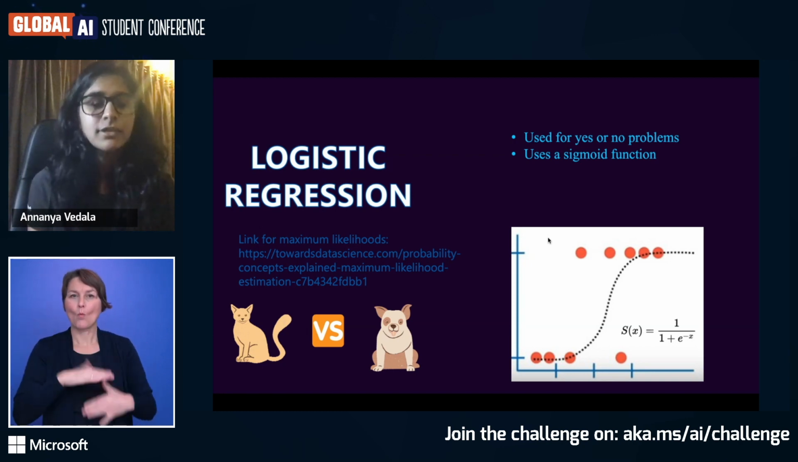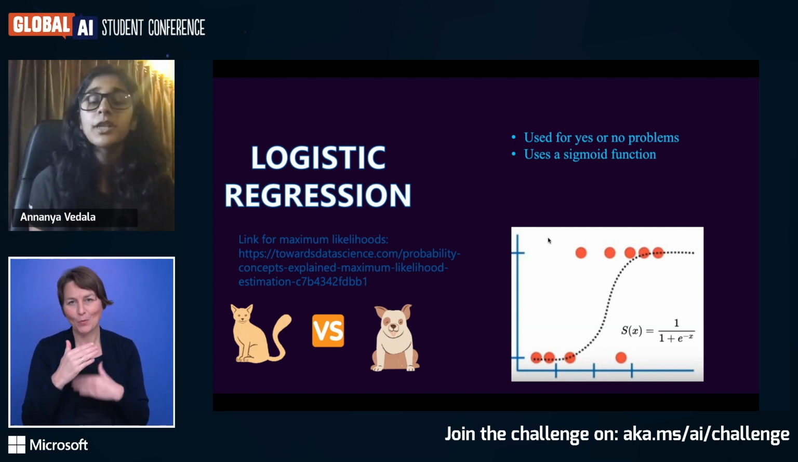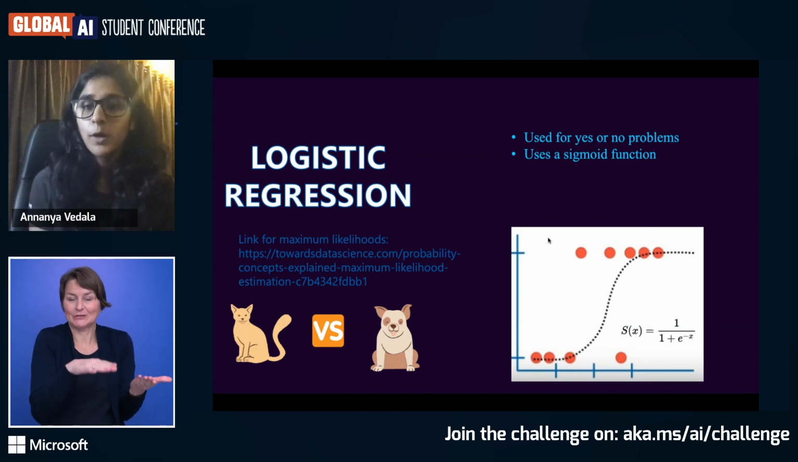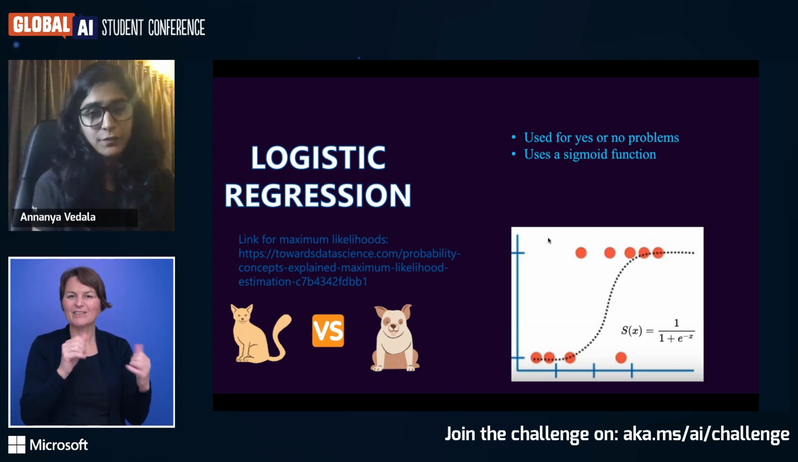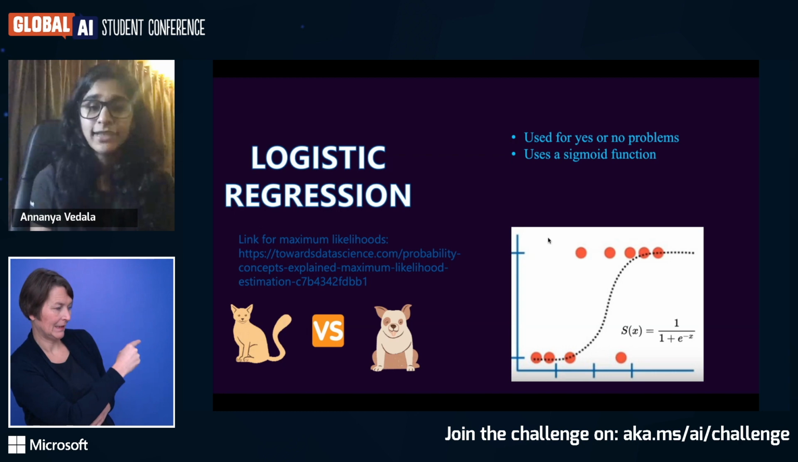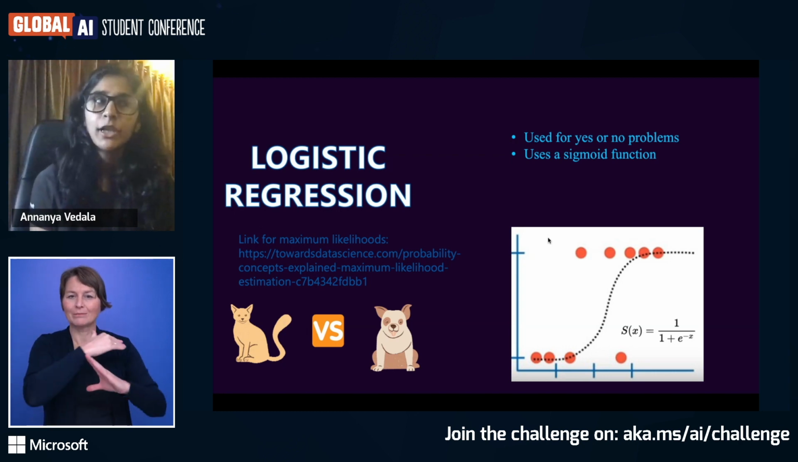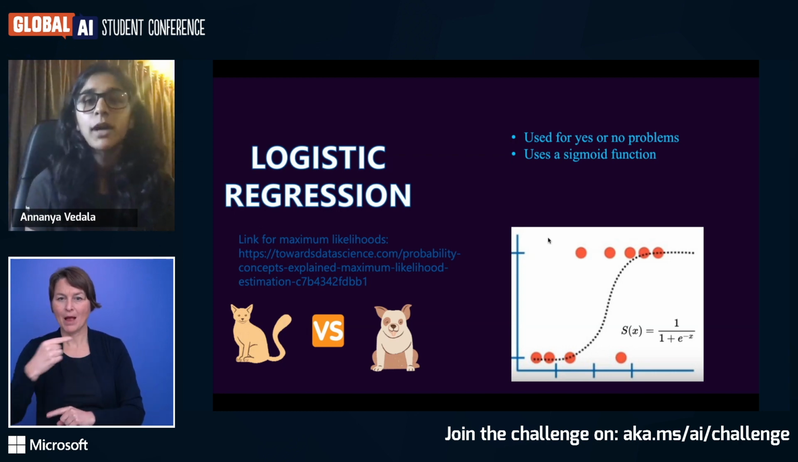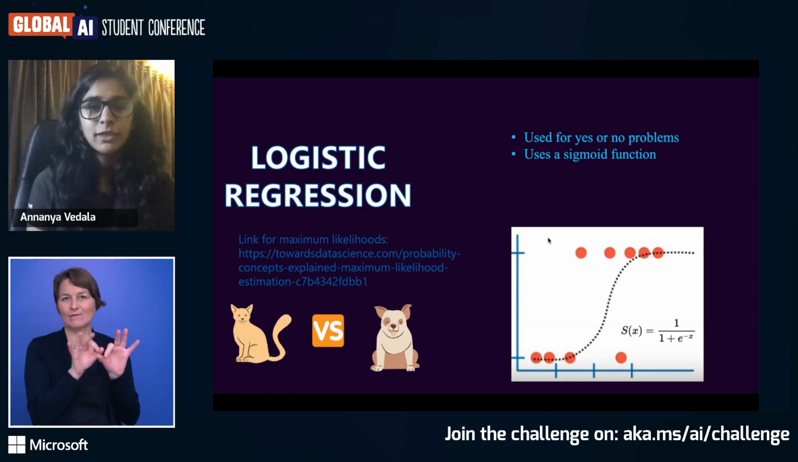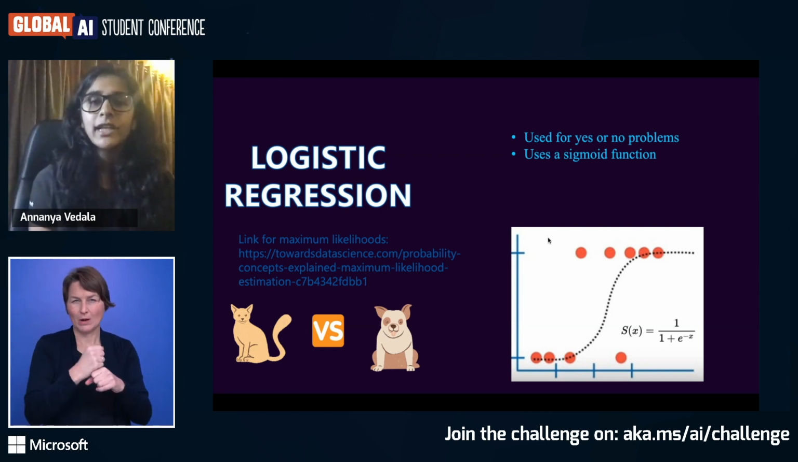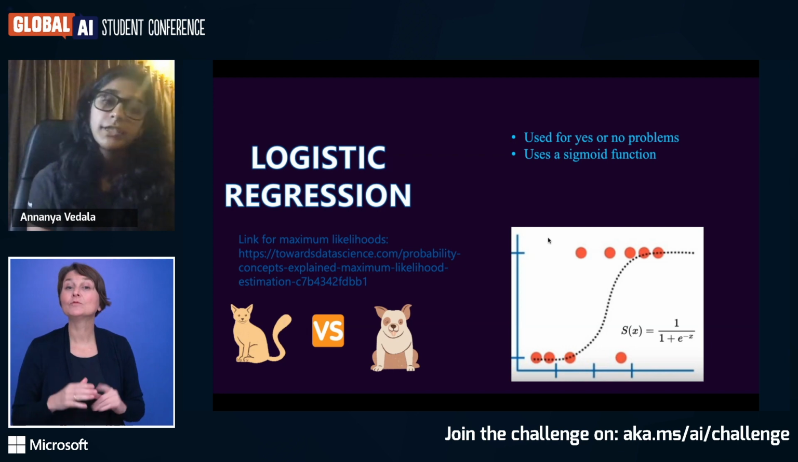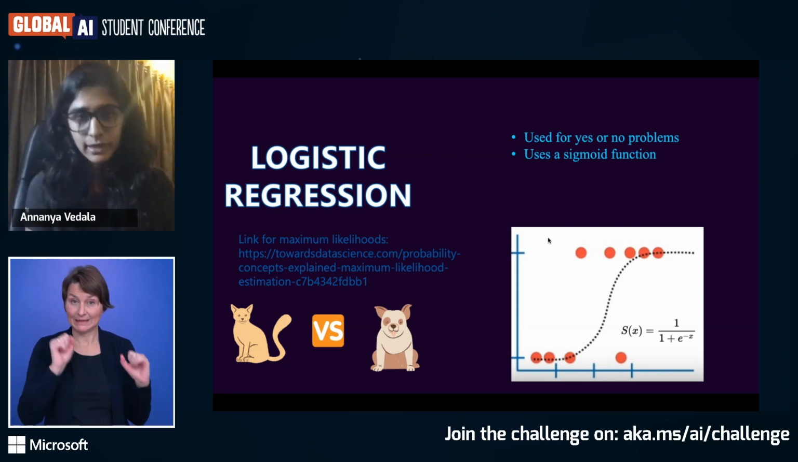In such situations, what we do is we use something called a sigmoid function. The formula for sigmoid function is given right there. S of x is equal to 1 by 1 plus e power minus x. This, in layman terms, packs all your values in the margin of 0 to 1. That's what the sigmoid function does. So at the end of the day, you can use sigmoid logistic regression for both classification as well as regression.